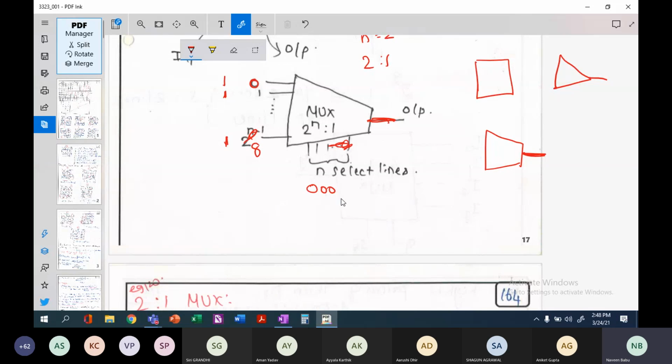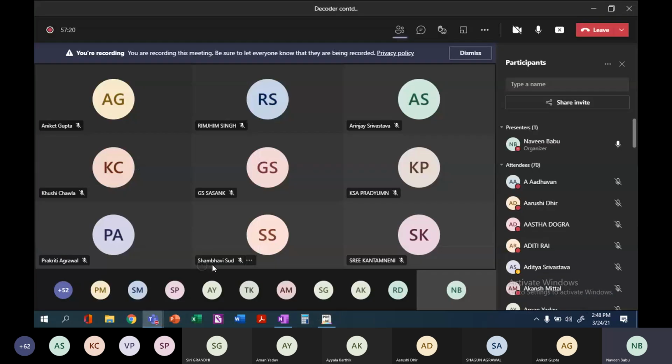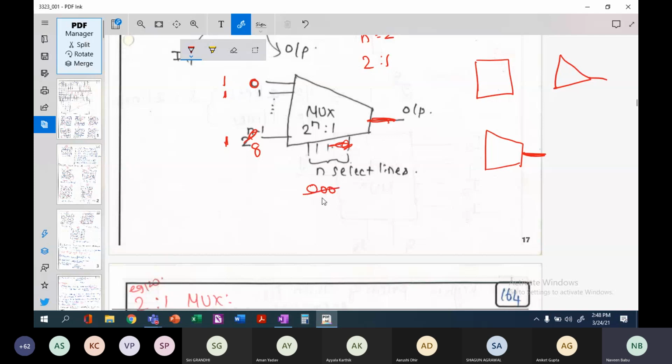destination. If, for example, Pradyumn is senior as per the date of birth, maybe just some random criteria, so if my select line is 111, his number, let us assume 7, then he will get the next priority after me. Likewise, the select lines will decide which input will go to the output. I hope I have made it clear.